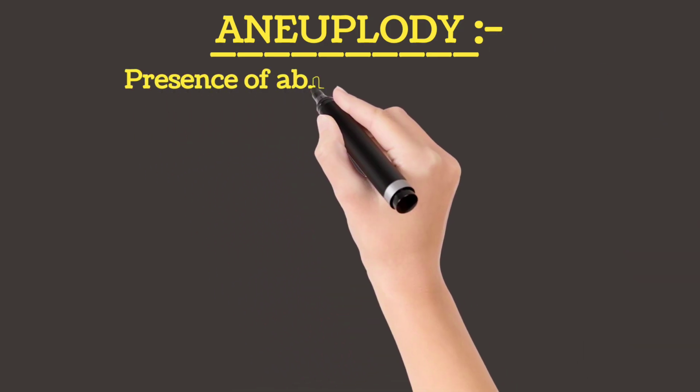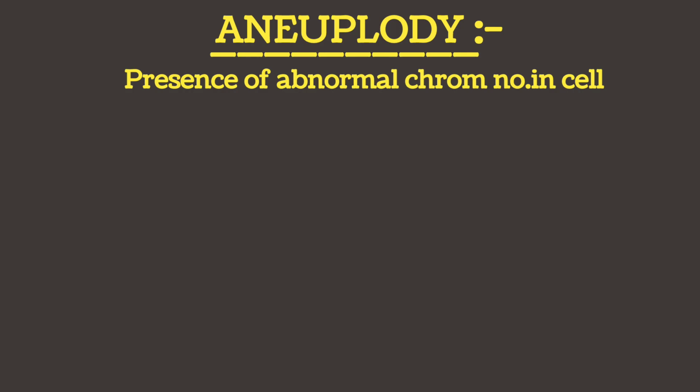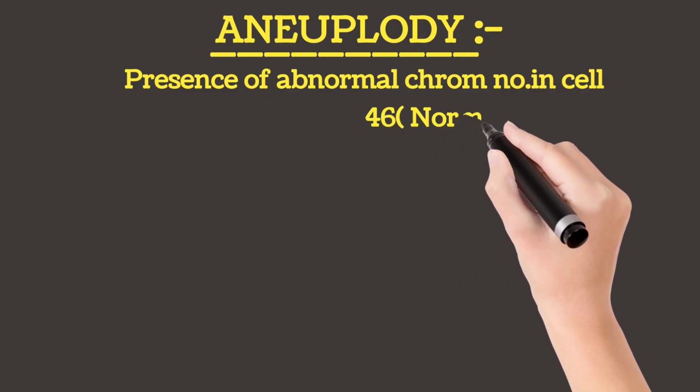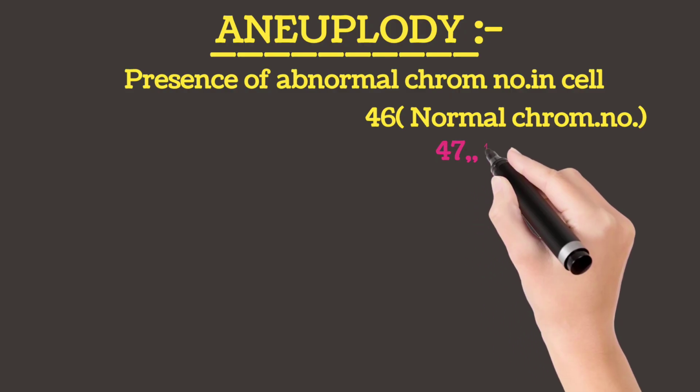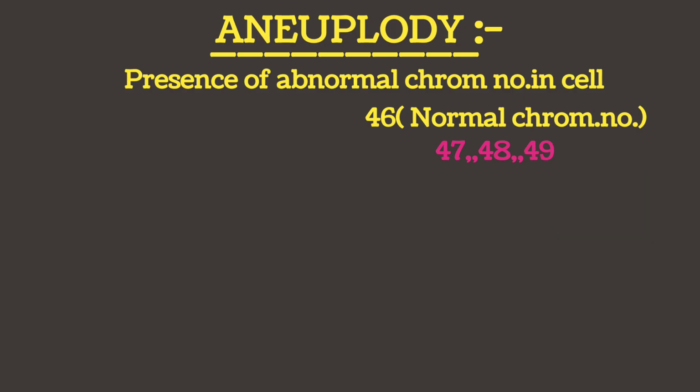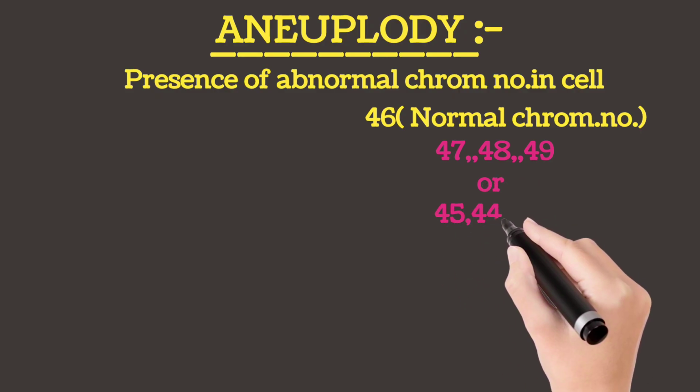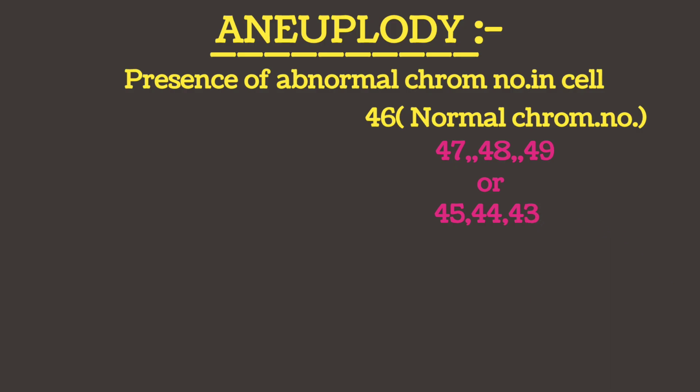Now, aneuploidy refers to the presence of abnormal chromosomes in the cell. If we talk about human beings, we know humans normally have 46 chromosomes in the cell. When this number exceeds, if we go towards the higher side, 47, 48, 49, or towards the lower side, for example 45, 44, 43, this will be the abnormal chromosome number in the cell. The higher and lower number of chromosomes indicate an aneuploidy condition.